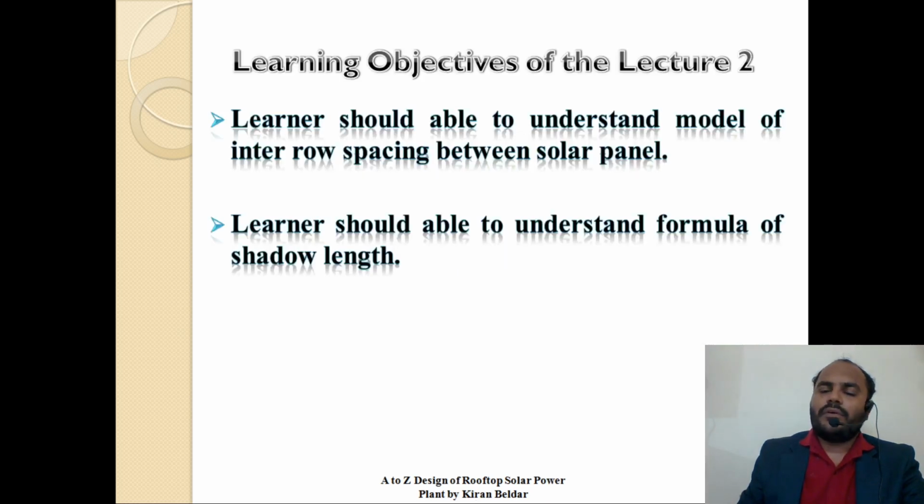Learning objectives of lecture number 2. The learner should be able to understand the model of inter-row spacing between solar panels. The learner should be able to understand the formula of shadow length.